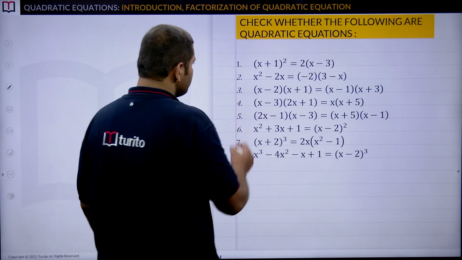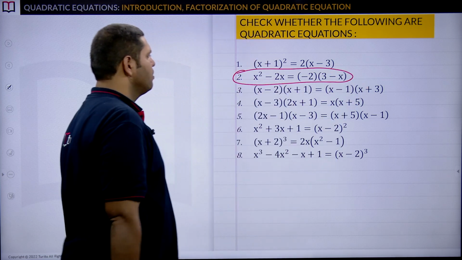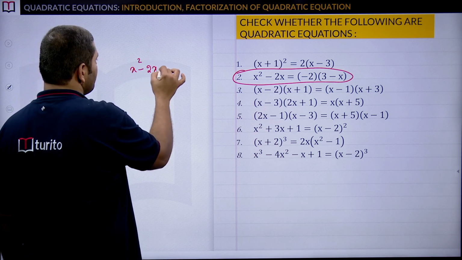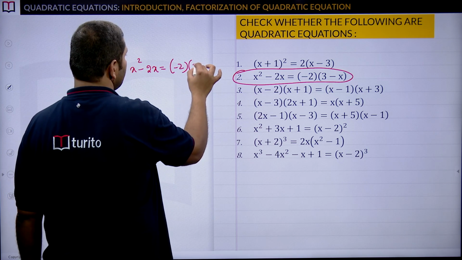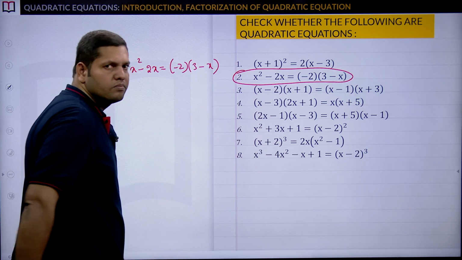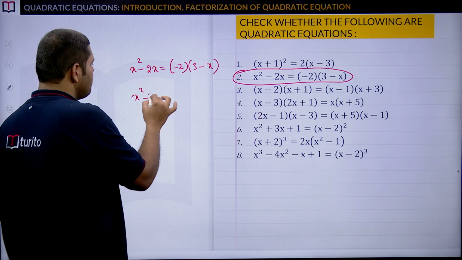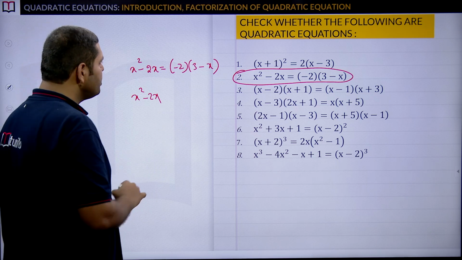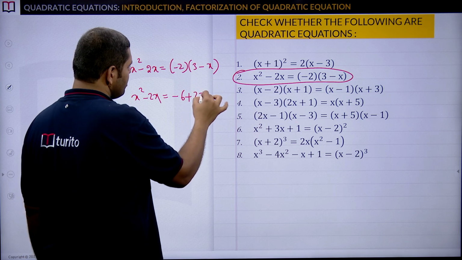Now children, I am going to explain this question. Just look at the second question. So x square minus 2x is equal to minus 2 of (3 minus x). Now children, what is this? It is x square minus 2x. Children, multiply minus 2 inside the expression. So minus 2 into 3, it is minus 6. So minus into minus is plus, so it is 2x.